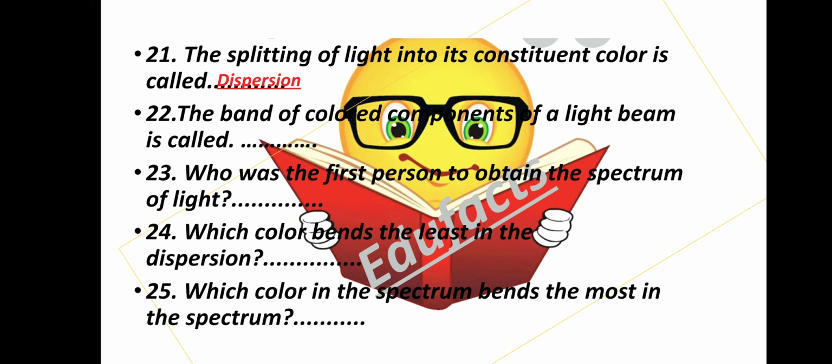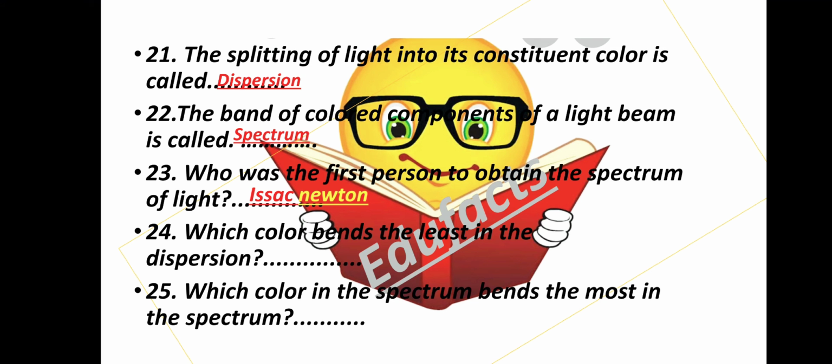Question number 22. The band of colored components of a light beam is called a spectrum. Who was the first person to obtain the spectrum of light? None other than Isaac Newton. Isaac Newton was the first person to obtain the spectrum of light.